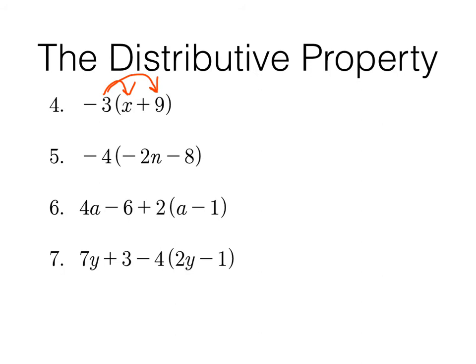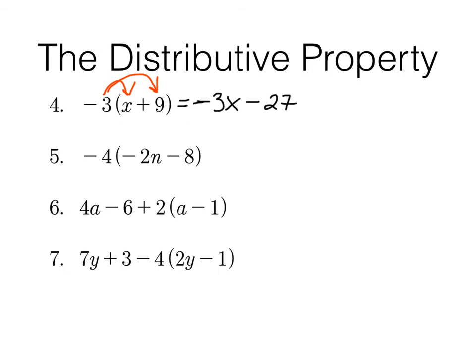But negative 3 times x, that's negative 3x. Negative 3 times a positive 9 is like negative times positive. It gives us a negative 27. Negative 27, so minus 27. So we get minus 3x, or negative 3x, minus 27.